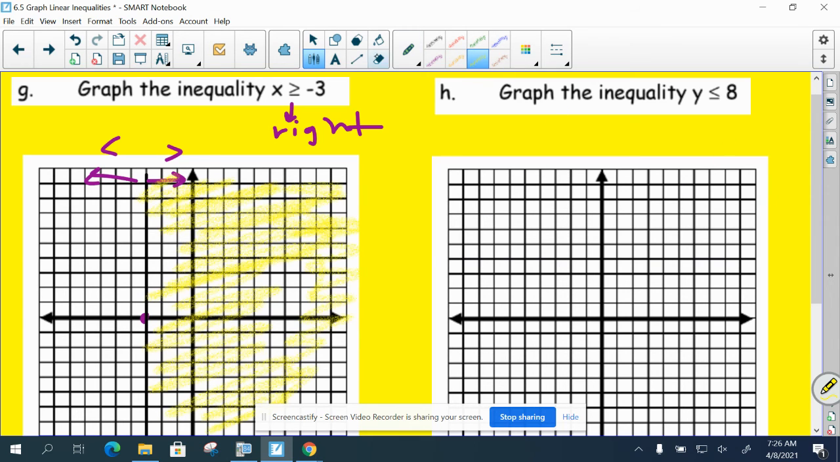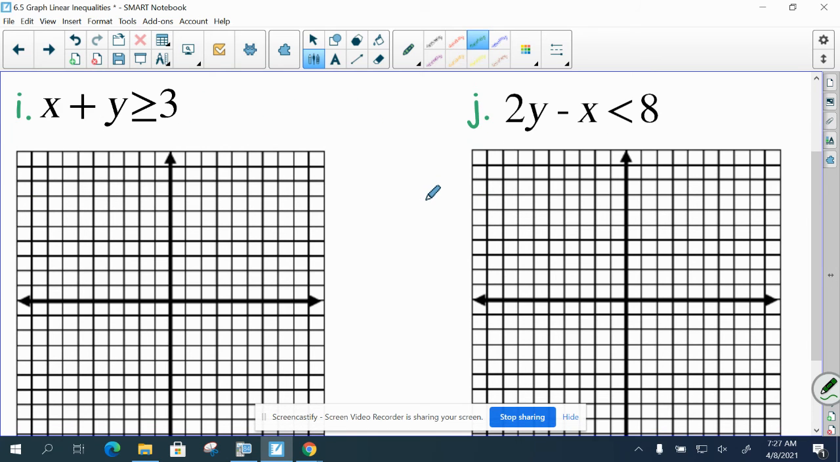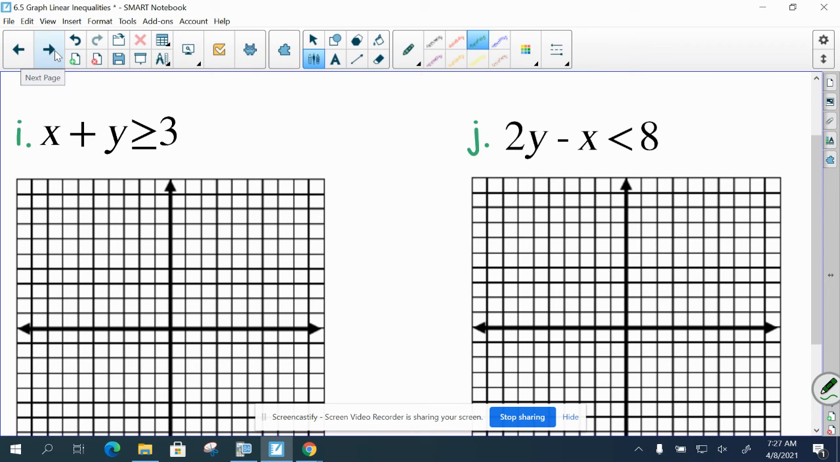Okay, and then once again, I'm going to do this second one really quickly. This is a horizontal line, so y equals 8. 1, 2, 3, 4, 5, 6, 7, 8. It's equal, so that means we use a solid line. And then it's less than, so that means we're going to shade below the line. So all of that. Okay, and for the rest of the questions, I'm just going to put those into Edulastic. There are some extra questions on the last page.